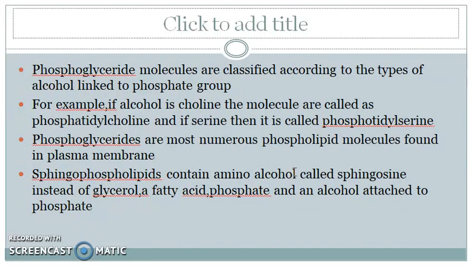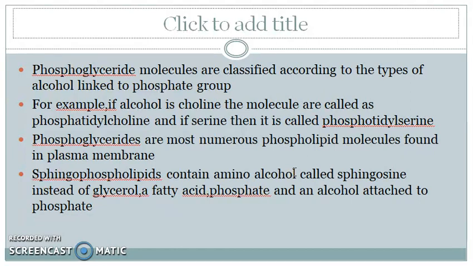Now, the phosphoglyceride molecules are classified according to the type of alcohol which is linked to the phosphate group. So, for example, if the alcohol is choline, then the molecule is called phosphatidylcholine. The naming is done on the basis of the alcohol which is attached to the phosphate group. And if it is serine, then it will be phosphatidylserine. Now the phosphoglycerides are the most numerous phospholipid molecules found in the plasma membrane.